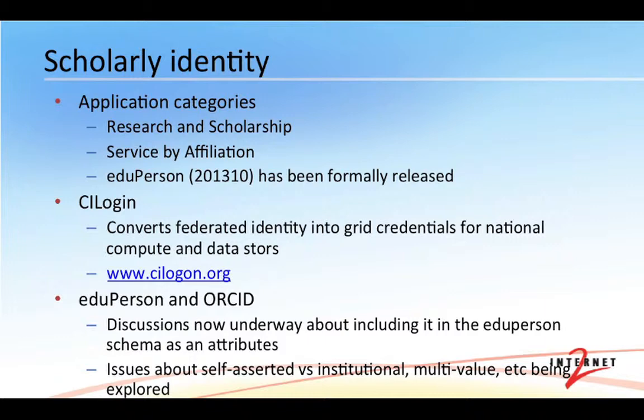So we're doing lots of categorization to get the right attributes to be released by campuses to scholarly sites. There's a wonderful activity called CI Logon out of Argonne Labs that converts regular federated identities into certificates for use in the grids. And then finally, we're starting conversations with ORCID about putting the ORCID identifier into EduPerson. And we had a great call with Jeff Builder and Laura earlier this week. Lots of interesting issues came out of it. And they don't seem to have made the slide deck, which is kind of okay.